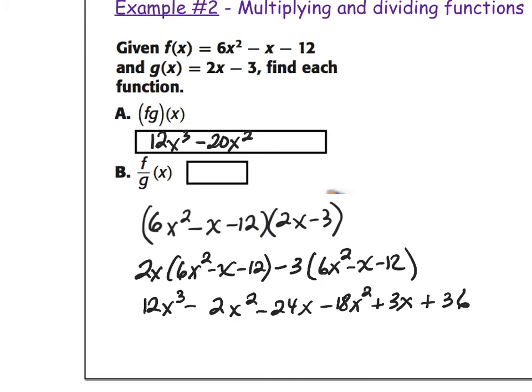Okay, now I'm looking at the x terms. I only have two of them. It's 24x plus negative 24x plus 3x. And that's negative 21x. And then finally, the last number there is 36. Nothing to combine with that, so just put 36.